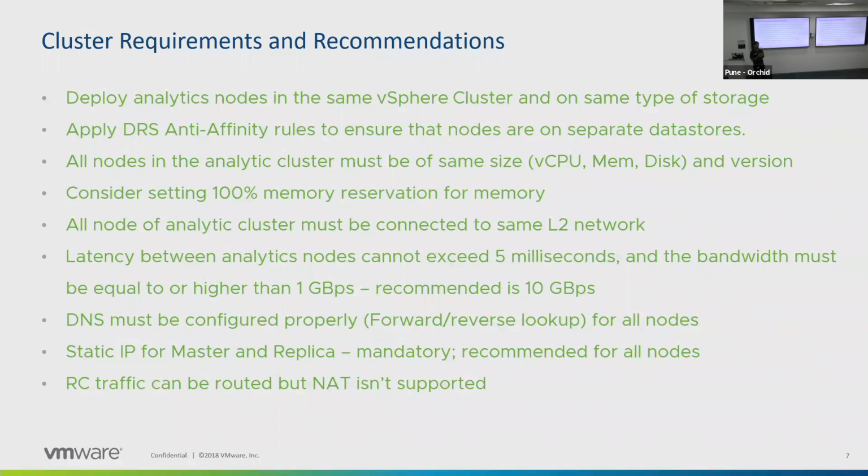And the last: remote collector traffic can be routed, but NAT is not supported. So routing means, I have a head office in Pune, and I have a branch office maybe in Satara or Kolhapur, right? And it's not a big environment, so I don't want to put the entire vROps cluster there. I have deployed a bunch of remote collectors there and I'm pushing the data. In that case, make sure the network is only routed. It is not NATed, because it doesn't understand that.